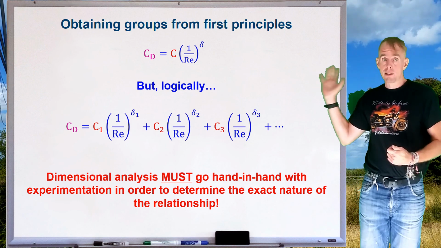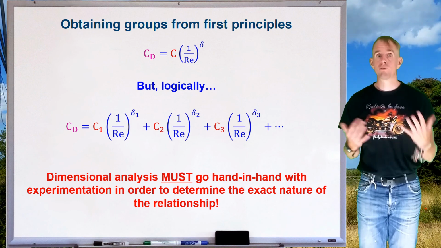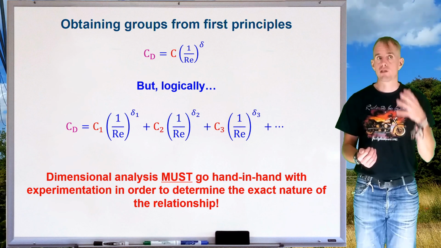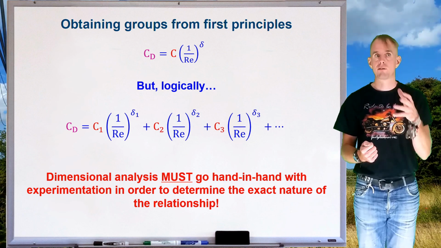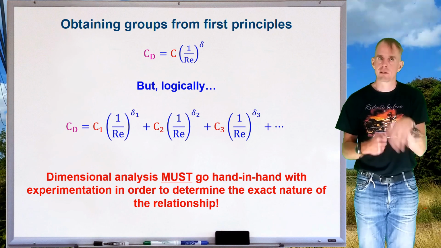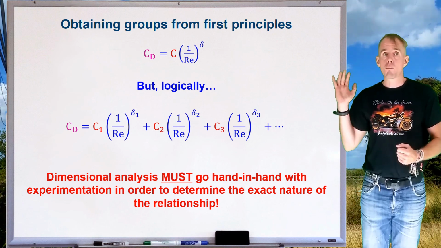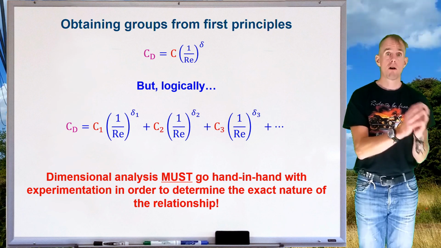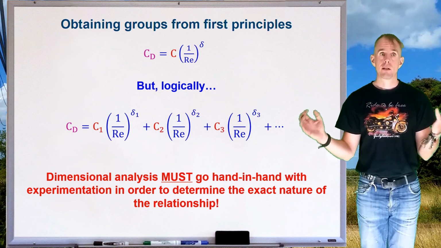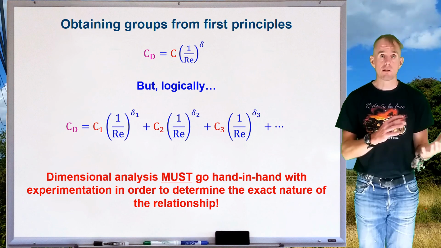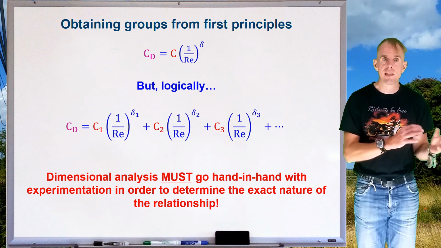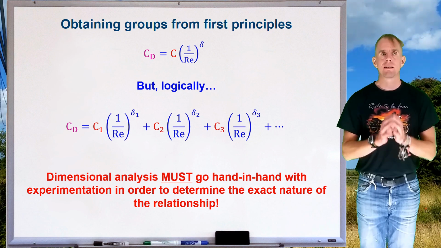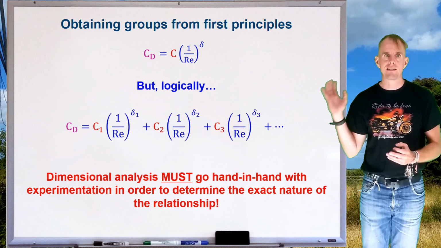So, strictly speaking, my drag coefficient is a sum of terms: C1 times 1 over Reynolds to delta 1, plus C2 times 1 over Reynolds to delta 2, plus C3 times 1 over Reynolds to delta 3, and so on and so forth. And we really don't know on the right-hand side whether there is just one term or a whole series of terms. Dimensionally, it's correct in either sense. Dimensional analysis has taken us as far as it can. What we need now is some experimental data to use hand in hand with this.